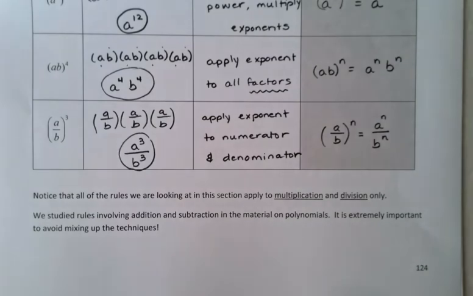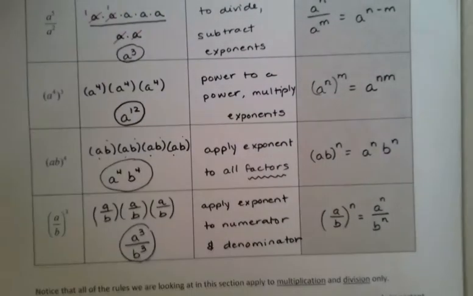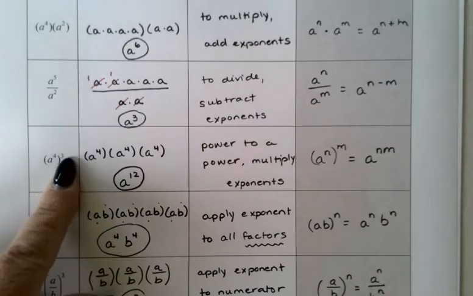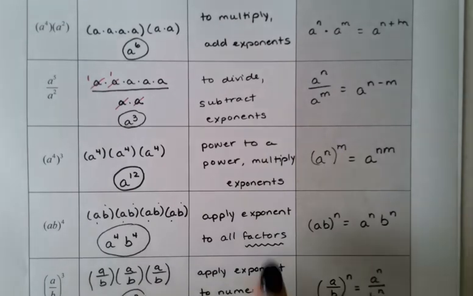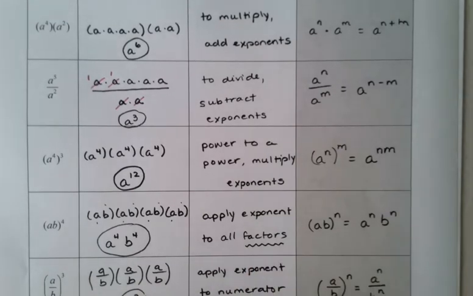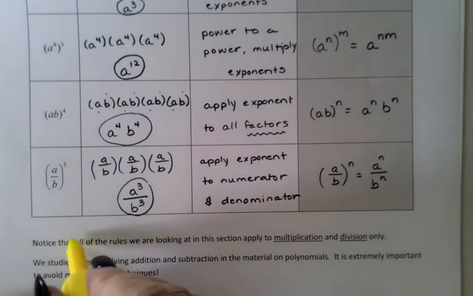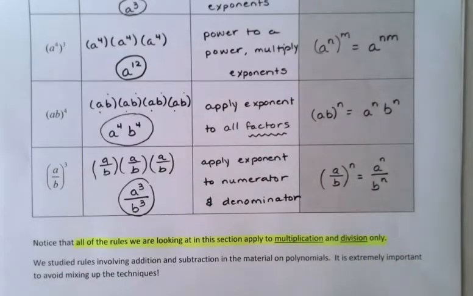Our rules here really only apply to multiplication and division. In fact, when you go back up, multiplication up here, right? And division here. And a power to a power is really just repeated multiplication. Down here, factors and division, a numerator and a denominator. Very, very important to keep in mind. All the rules that we're looking at apply to multiplication and division only.